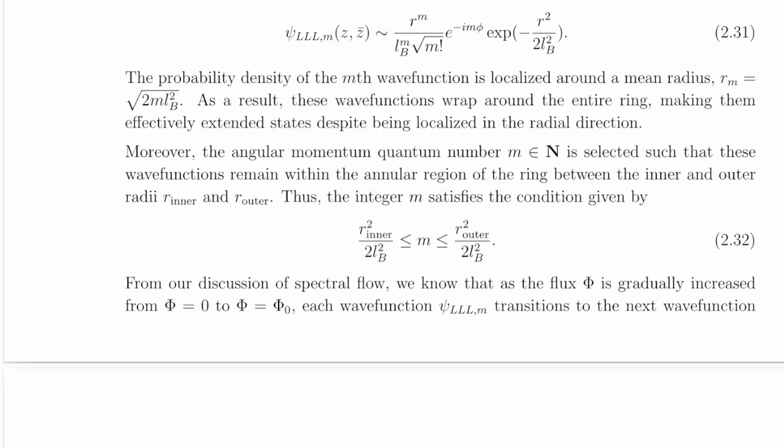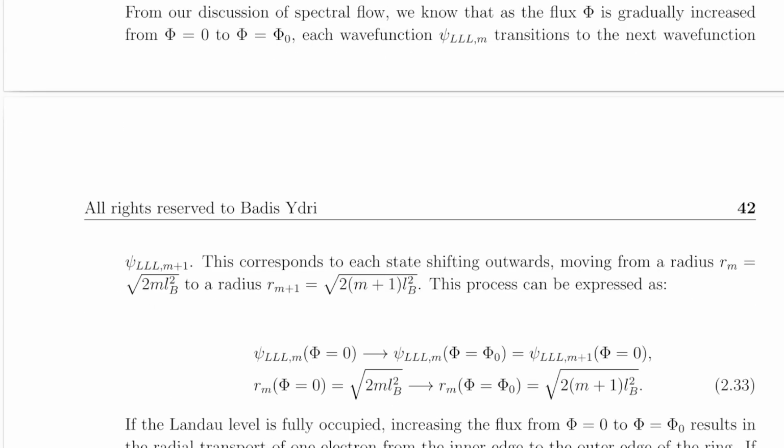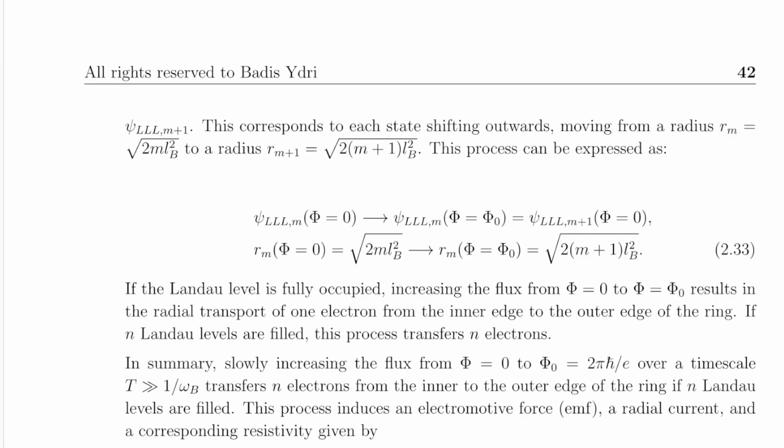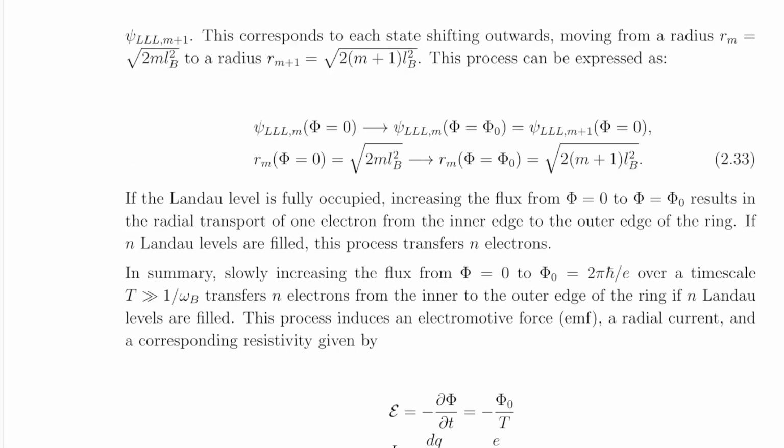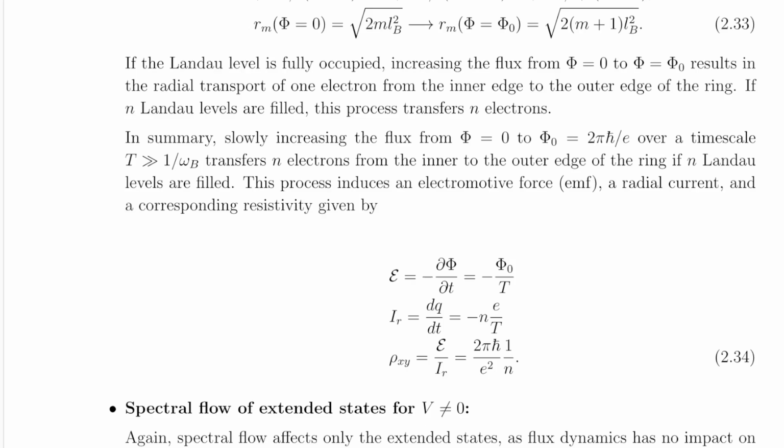An electron is effectively transported from the inner edge of the ring to the outer edge. If multiple Landau levels are filled, multiple electrons are transferred. This process generates an electromotive force, a radial current, and defines the Hall resistivity.